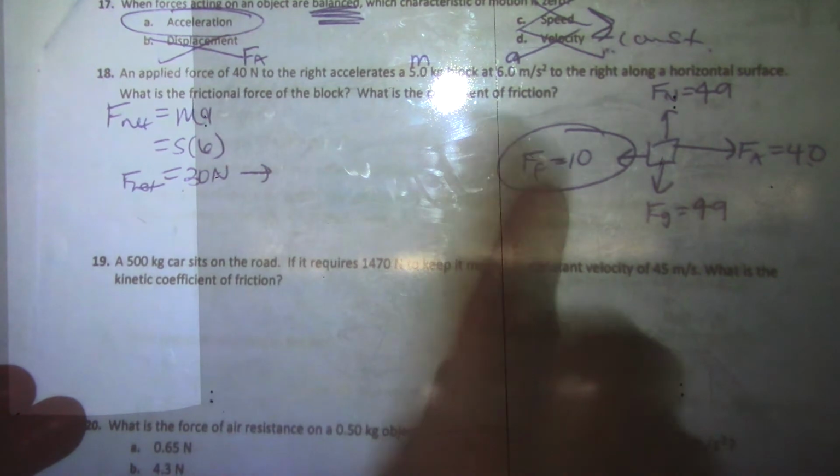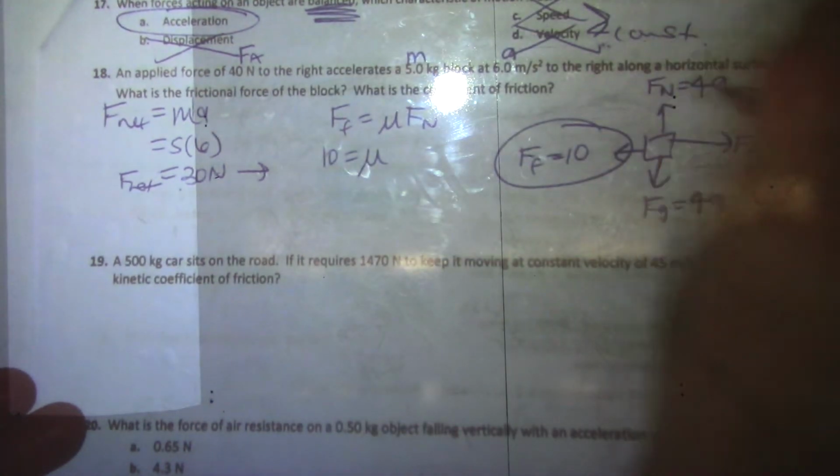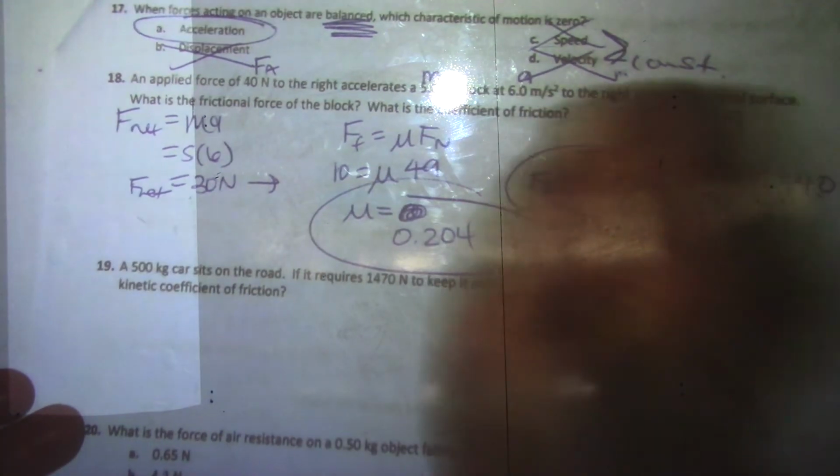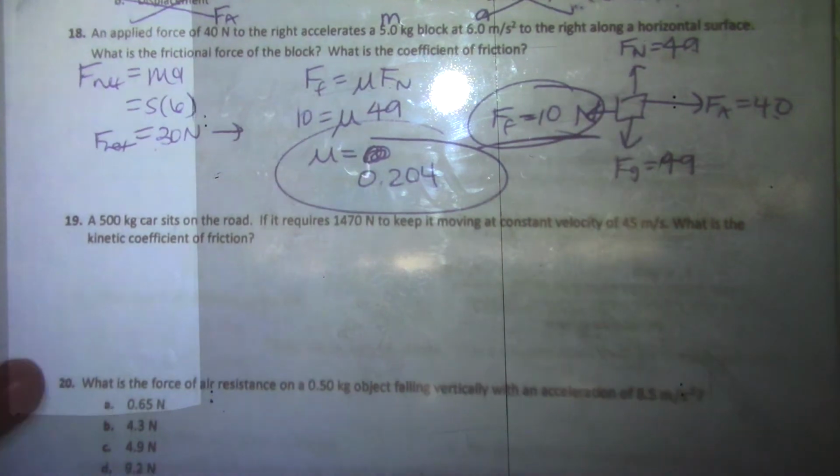That's the first question. Now the coefficient of friction is my mu, so I'm going to plug into the equation. Mu equals friction force over normal force, and the normal force is just 49. So then we're going to divide, and that's going to give me a mu of 0.204. So those are my two answers. Mu does not have any units. Force, of course, does, in newtons.